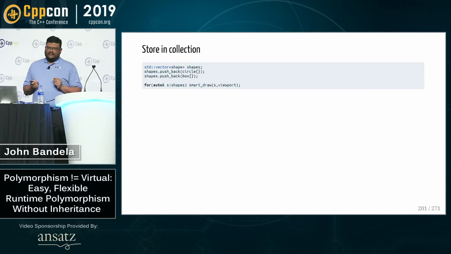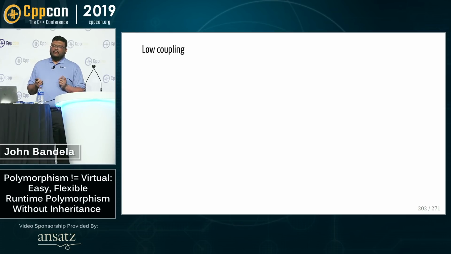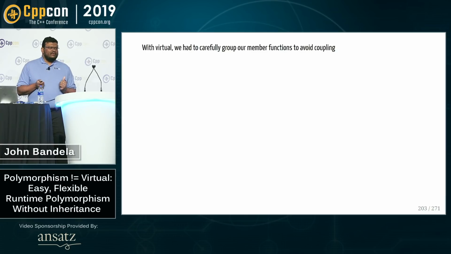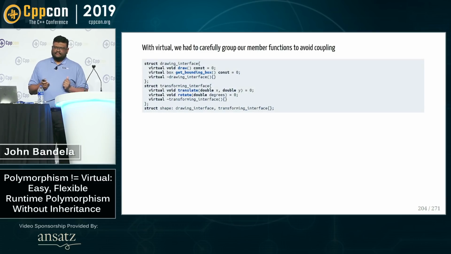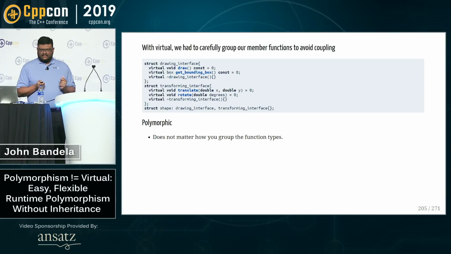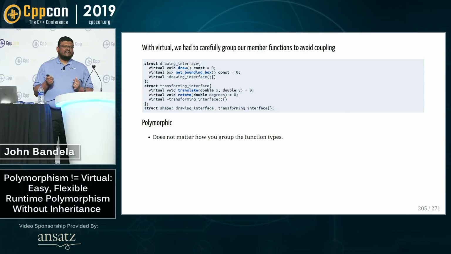All right, what's the other nice thing I can do? I can store this in a collection. I can create a vector of shapes. I can push back a circle, push back a box, and then call smart draw for auto. I've got low coupling here. So with virtual, we had to carefully group our member functions to avoid coupling. Right? Like we had to go back and split our shape into a drawing interface and into a transforming interface. With polymorphic, it doesn't matter how we group functions. We don't have to worry about that.